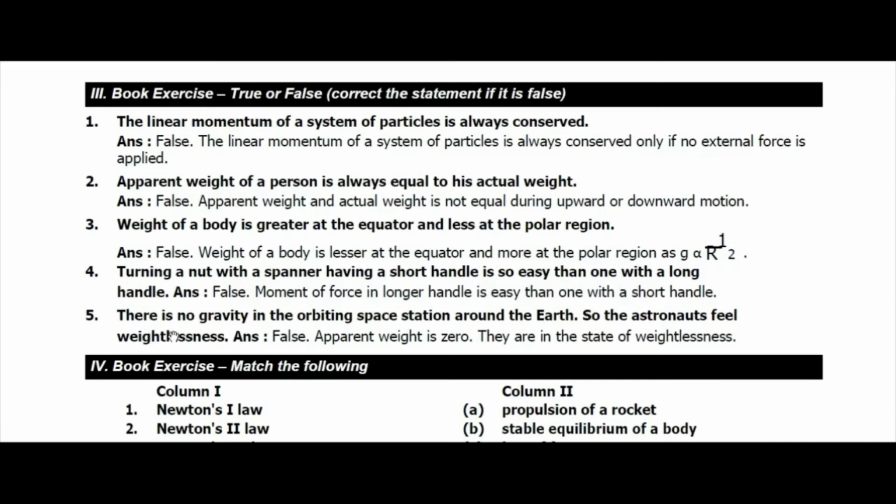Next one. There is no gravity in the orbiting space station around the earth, so the astronauts feel weightlessness. The answer is false. Apparent weight is zero. They are in the state of weightlessness.